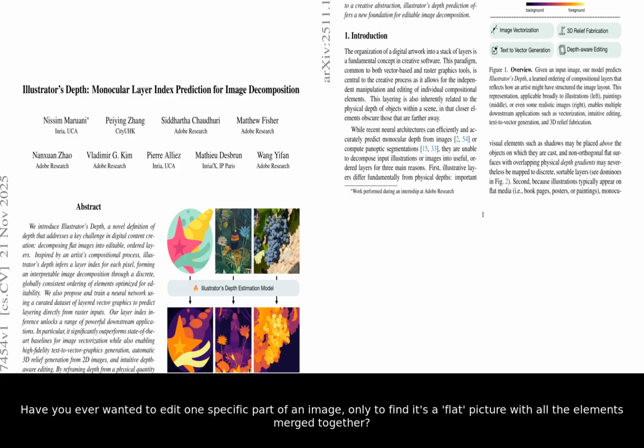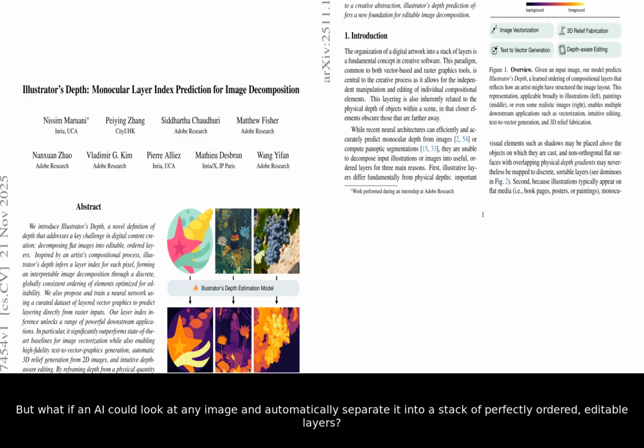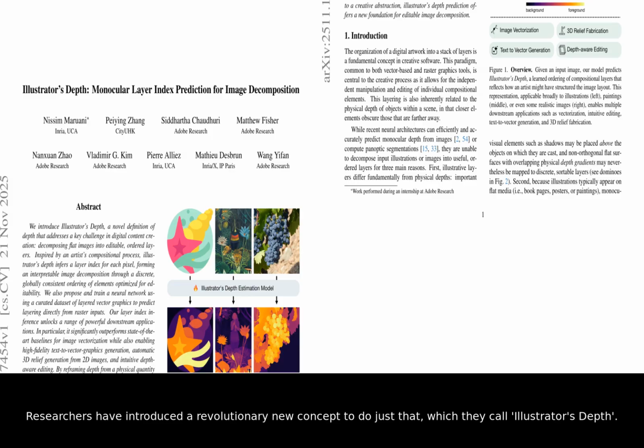Have you ever wanted to edit one specific part of an image, only to find it's a flat picture with all the elements merged together? It's a common frustration for artists and designers. But what if an AI could look at any image and automatically separate it into a stack of perfectly ordered, editable layers? Researchers have introduced a revolutionary new concept to do just that, which they call Illustrator's Depth.